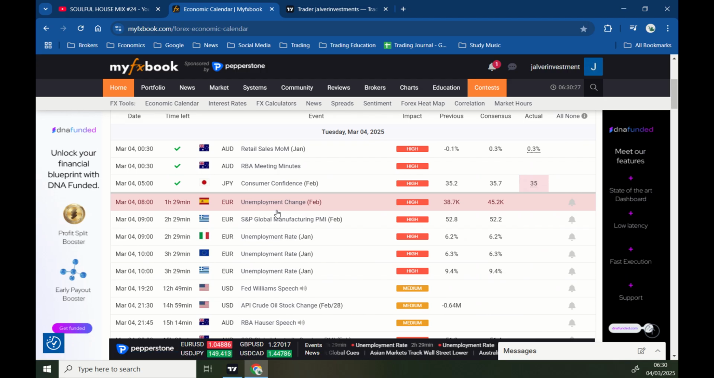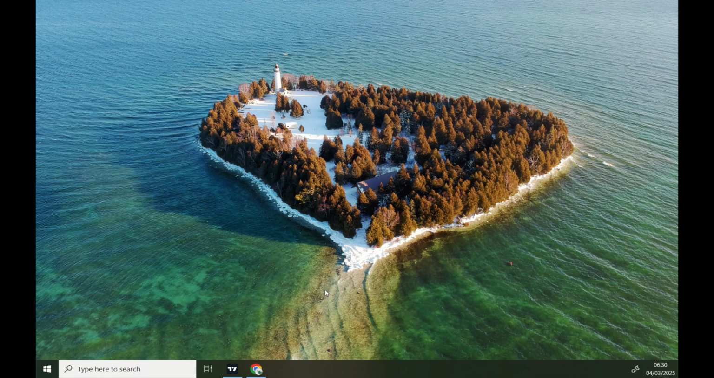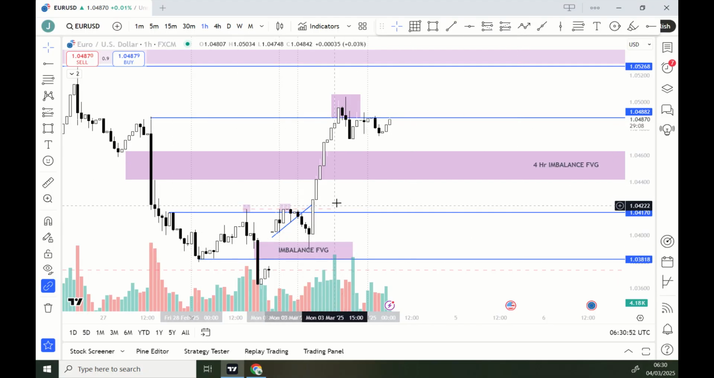So we obviously have the euro unemployment rate that could change it. I usually don't go by the consensus. As I said, I don't follow the news, but I'm just mindful. And this is at 8 o'clock today. So let's go back onto the chart and have a look to see what we see.